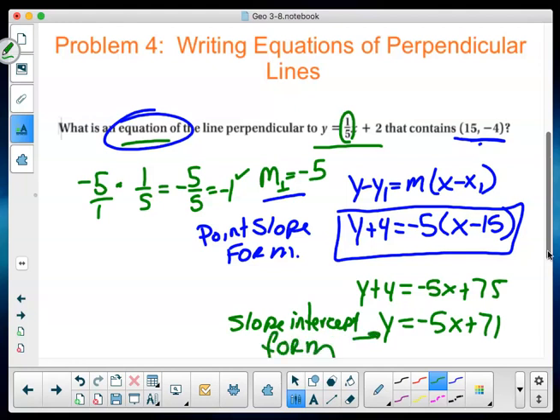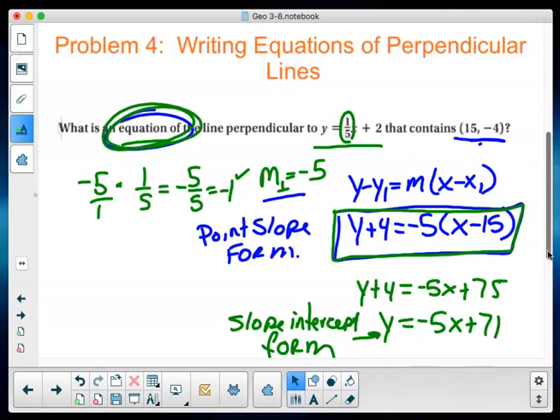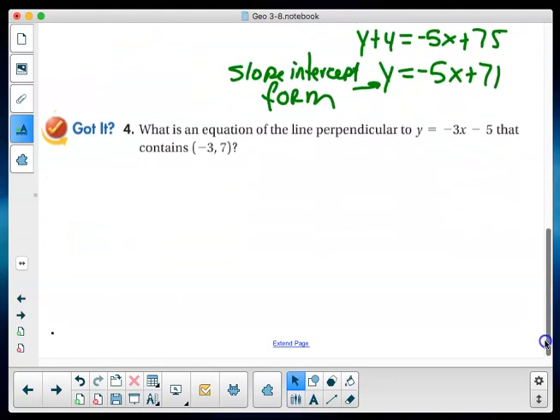And again, I want to emphasize, this is the answer I'd totally have if all I had to do is write an equation. Totally would start with point slope form, and then if I was asked, I could go to slope-intercept form just like I showed you. But here, in this next one, see if you got it. What is an equation of the line perpendicular to y equals negative 3x minus 5 that contains negative 3, 7? You're on. Turn me off and check it out.